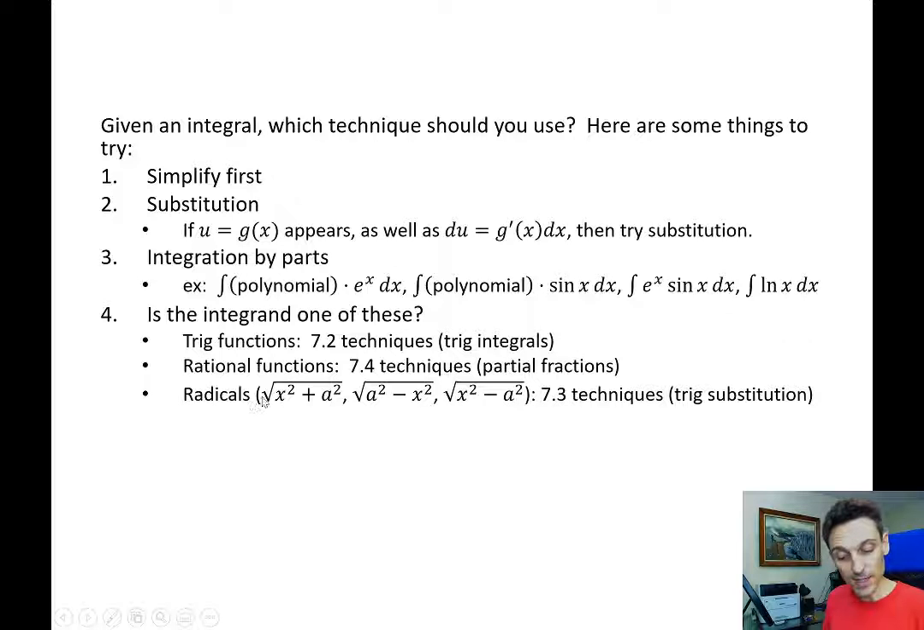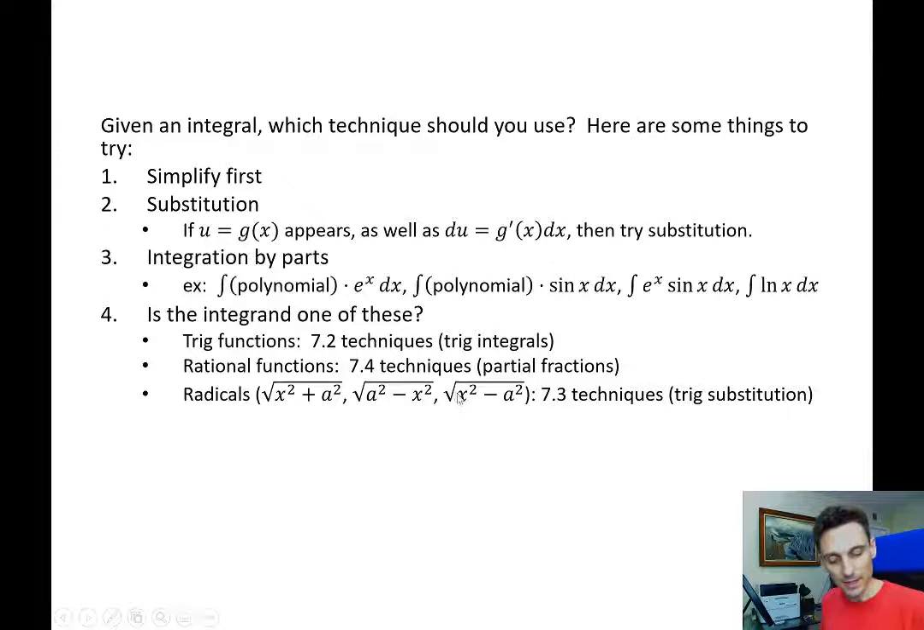And if you see radicals like the square root of x squared plus a squared, or square root of a squared minus x squared, or square root of x squared minus a squared, then you can start thinking about the 7.3 techniques. But again, for those, you want to also check if there is any simpler substitution before you jump into the trig substitution. If you can do a straightforward substitution, then that would be much easier a lot of the time. But if you can't, then you can go in and try it with trig substitution.